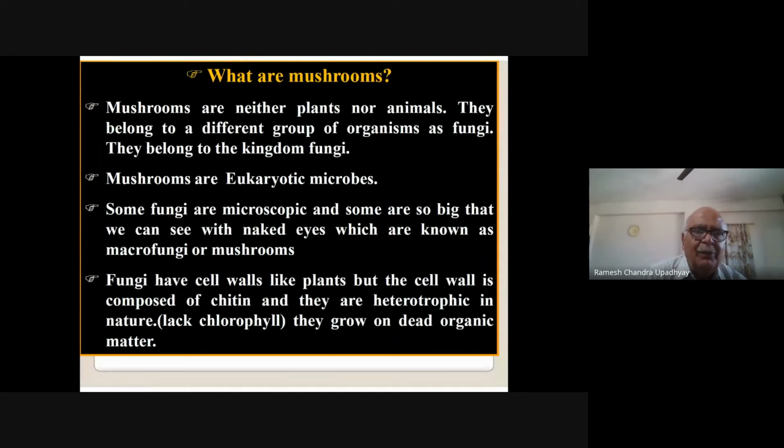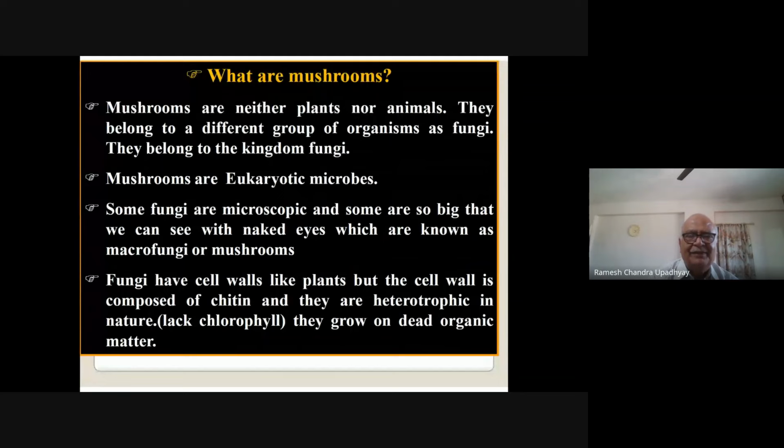So as you know, the fungi have a cell wall like plants. But what is the difference? In the fungi, the cell wall is composed of chitin and they are heterotrophic in nature. Plants are autotrophic, or they can synthesize their own food. Next one.